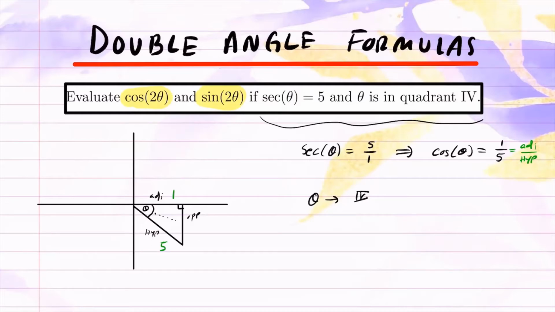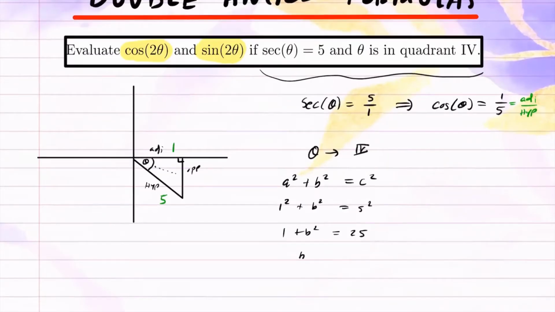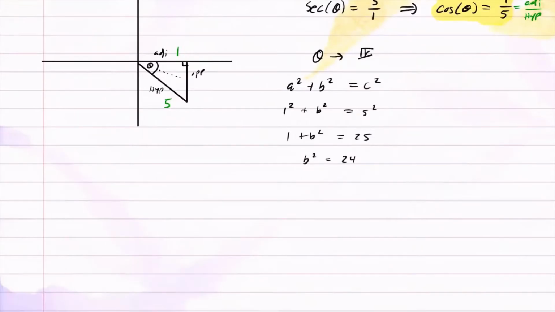Using the Pythagorean formula, we know that a squared plus b squared is equal to c squared, where a, b are the legs and c is the hypotenuse. So let's call this 1 squared, b is what we're looking for, and this is 5 squared. So you get 1 plus b squared is equal to 25. Subtract 1, so you get b squared is equal to 24. So b is equal to plus and minus square root of 24, which can be simplified into plus and minus square root of 4 times 6. And 4 will come out as a 2, so this is plus and minus 2 square root of 6.